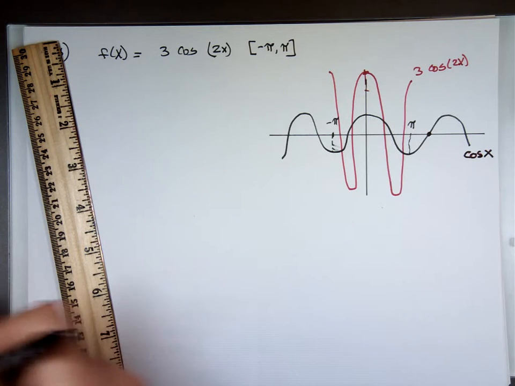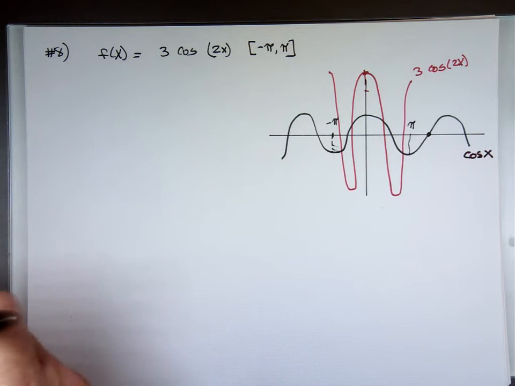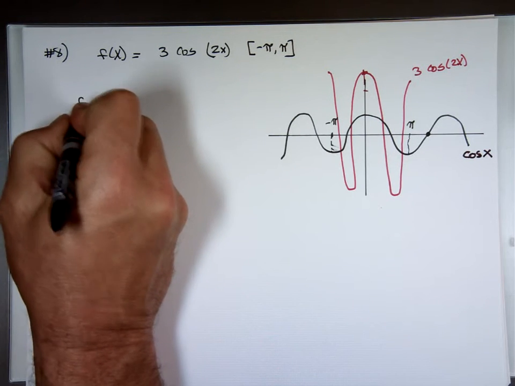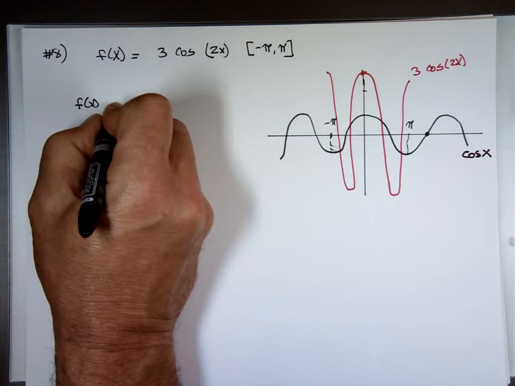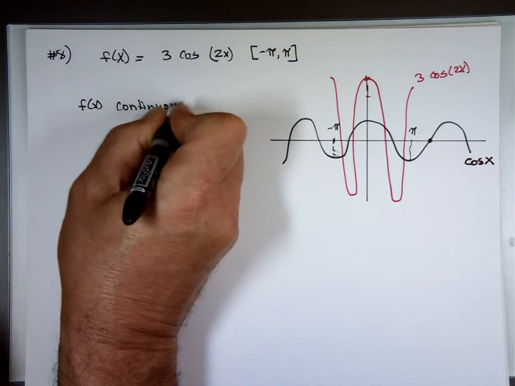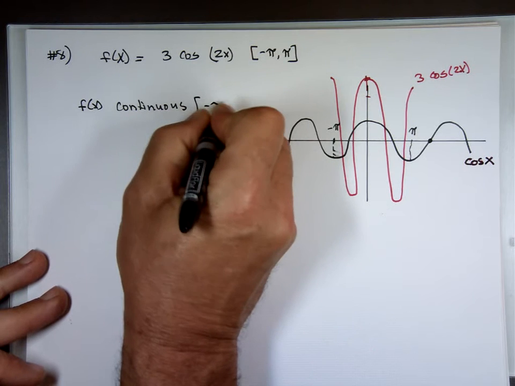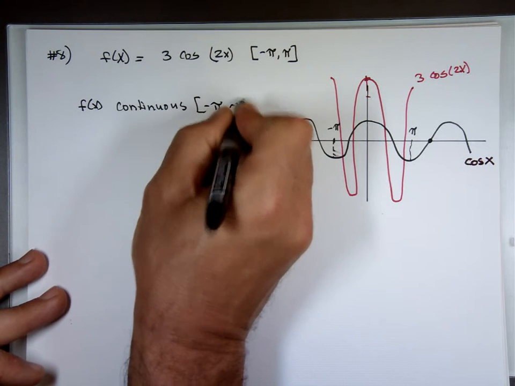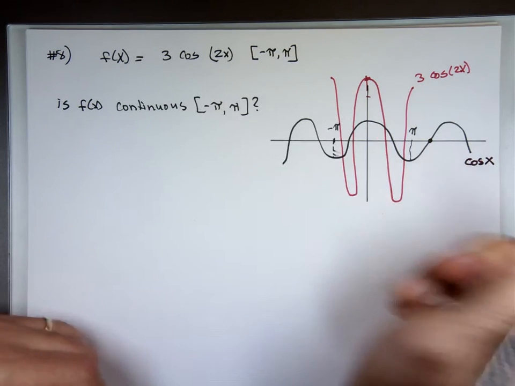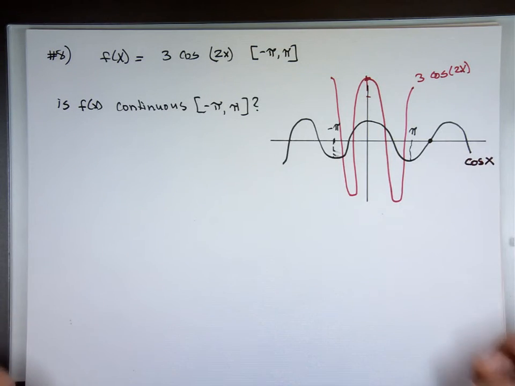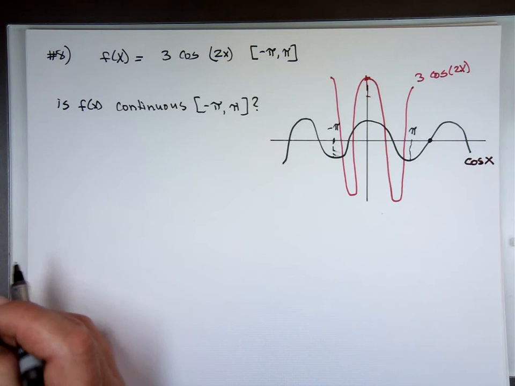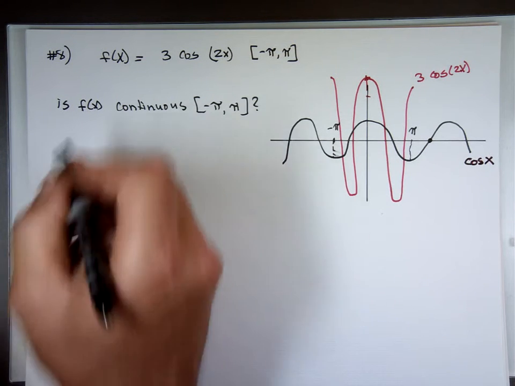Now it says, can we use Rolle's theorem here? Well, let's see. Looking at the picture, is f of x continuous from negative pi to pi? That's the question. If the answer is yes, test number 1 is passed. Let's look at it. Do you see any holes in it? No. That's good.